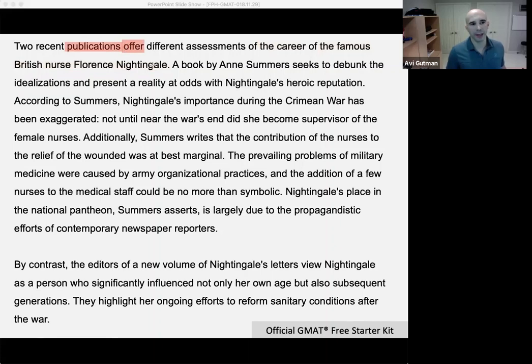Why did the author write this first sentence? To tell us what these two recent publications offer. That's the purpose of the sentence. All right, let's try the second sentence. So starting here, ending at the end of the third line.